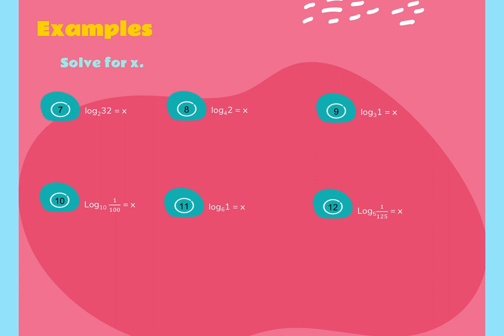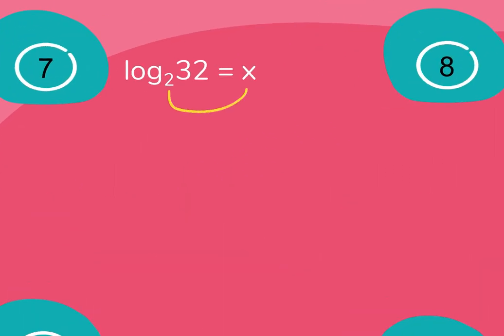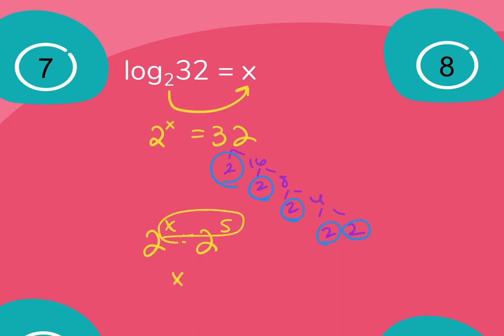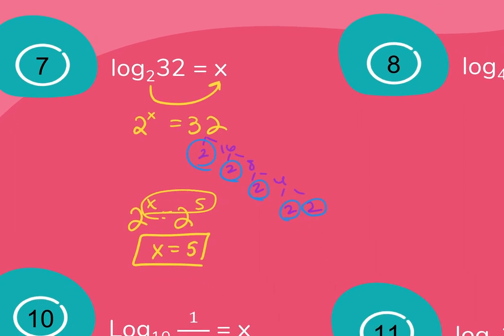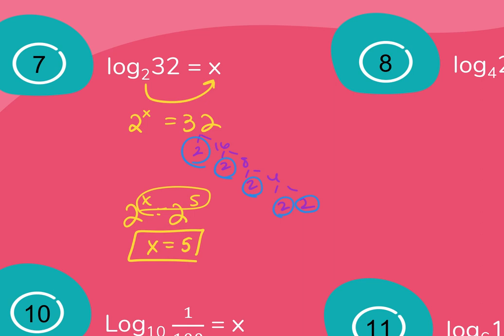Starting with 7, I'm going to convert first. I would say 2 to what power gives me 32? And if it's not something you know off the top of your head, you're going to break it down. So 32 is 2 and 16, which is 2 and 8, 2 and 4, 2 and 2. And that is 1, 2, 3, 4, 5 2s. So 2 to the x equals 2 to the 5th, and x equals 5. Questions on that one?